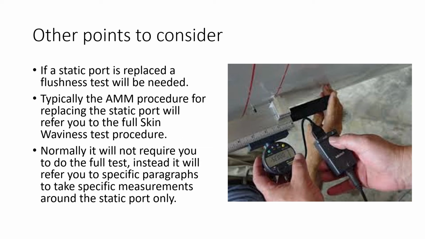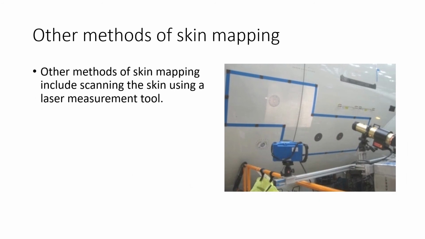Instead, it will refer you to specific paragraphs or pages to take specific measurements around the static port only. But again, every manufacturer will have a different take on this, so you'll need to check. Just to highlight, there are different methods of mapping the skin actually, including using a laser scanner type tool. I've never used one of these. I've always used that traditional depth gauge one, but there are other methods available.